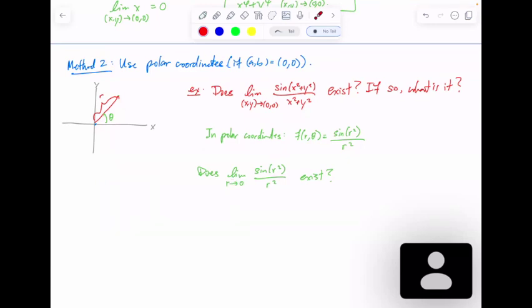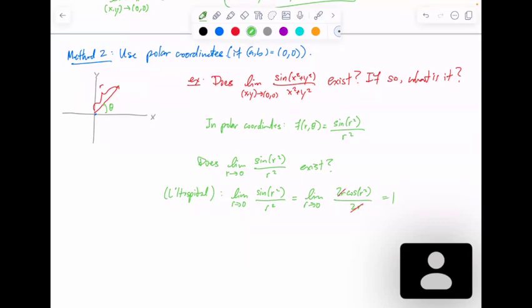What's the rule that you want to use from one variable calculus? Remember, as r goes to 0, the denominator here goes to 0, and the numerator also goes to 0. So how do you do this indeterminate form? You would apply L'Hopital's rule from one variable. So the limit that we want is the same as the limit of the derivatives on top and bottom. So this is 2r cosine r squared over 2r, so these cancel out, and this is equal to 1.